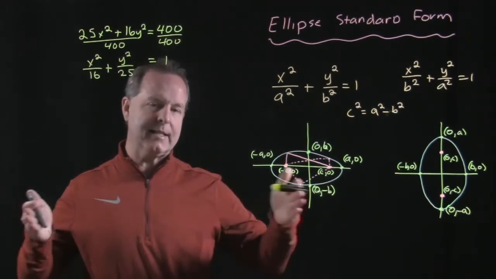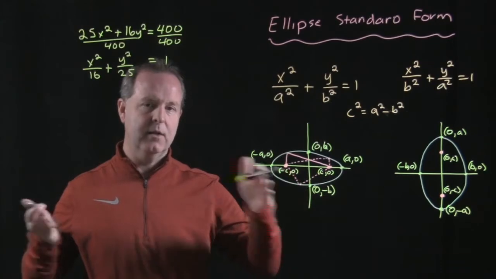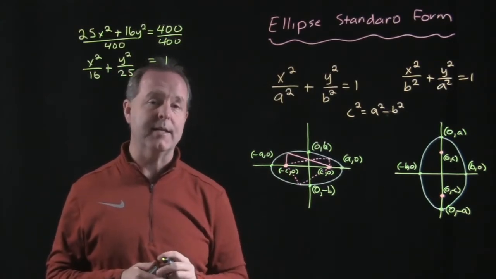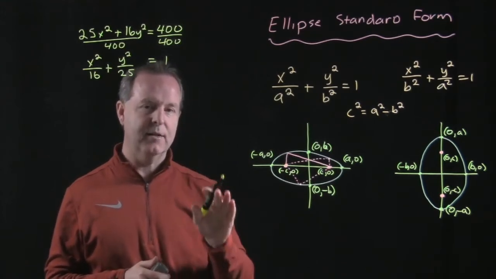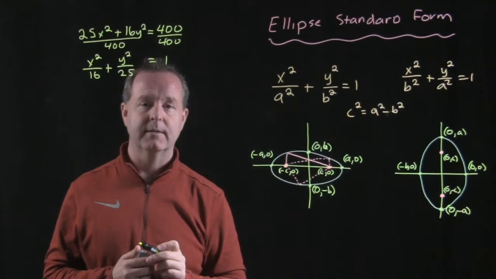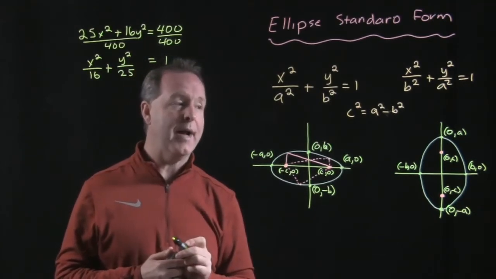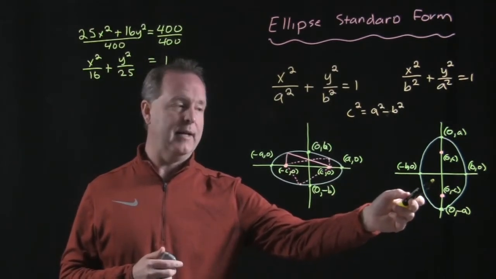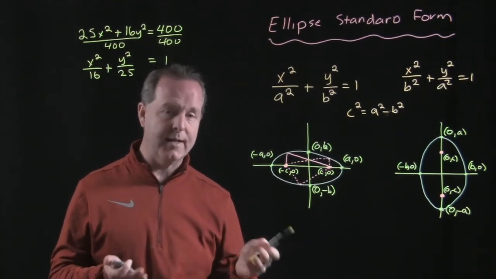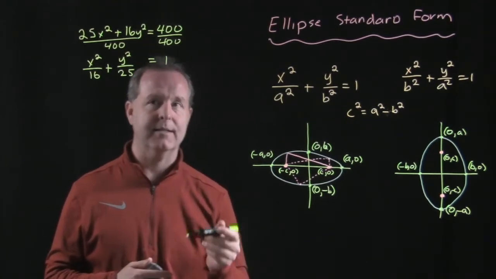So is this an ellipse that's elongated along the x-axis or along the y-axis? Or another way, which one is the major axis? Is the major axis the x or the y? Well, it depends on where the larger value is. The larger value is underneath that y squared, so I know I'm going to have an ellipse that's elongated along the y-axis, or another way to say it, the y-axis is the major axis.